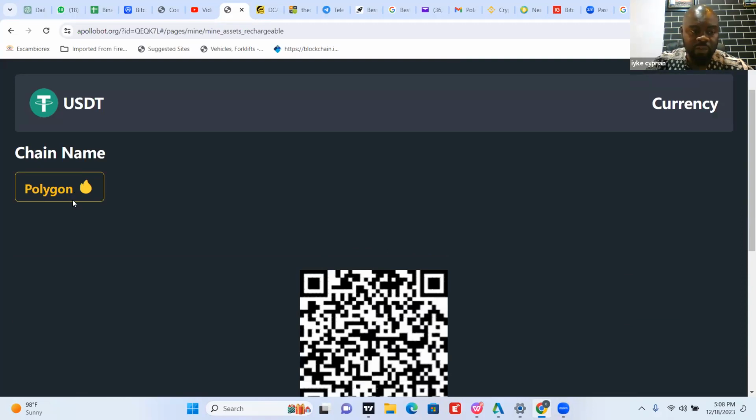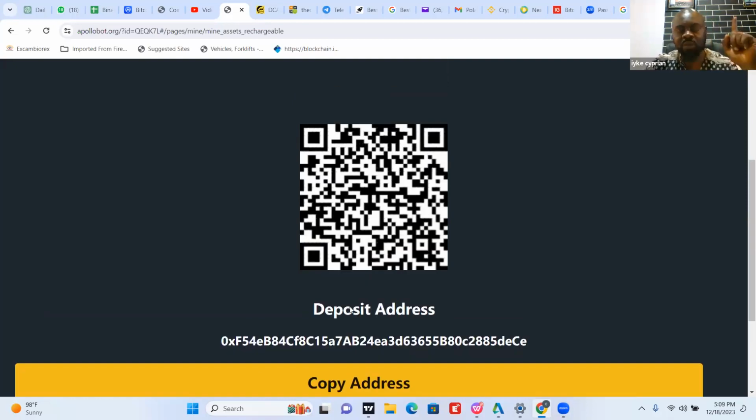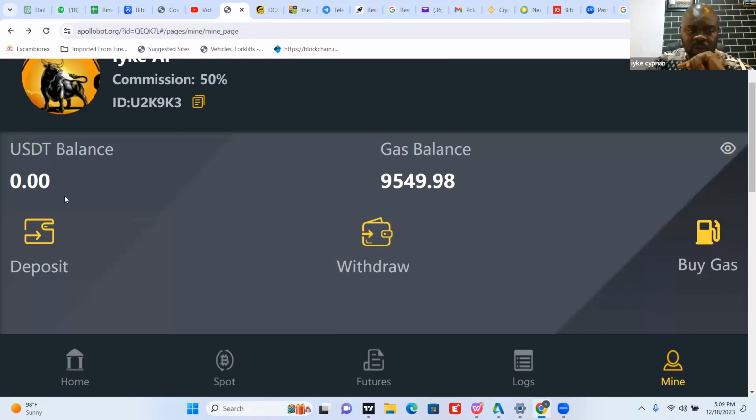A lot of guys are used to the TRC20, but this is Polygon, Polygon-matic. So that's it. You tap on copy, and once you tap on copy, you see copy successful. Then you go back to your exchange or your wallet, wherever, and you do a transfer. You send money into your wallet, and once you do that, your money will appear here. If you send $30, you have $30 in the Apollo wallet.